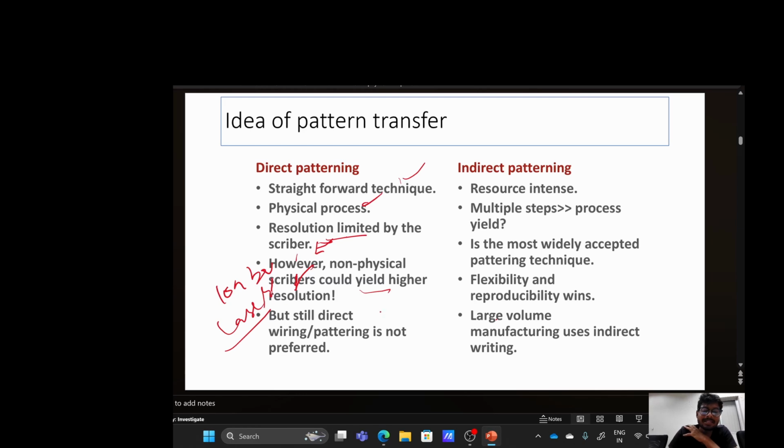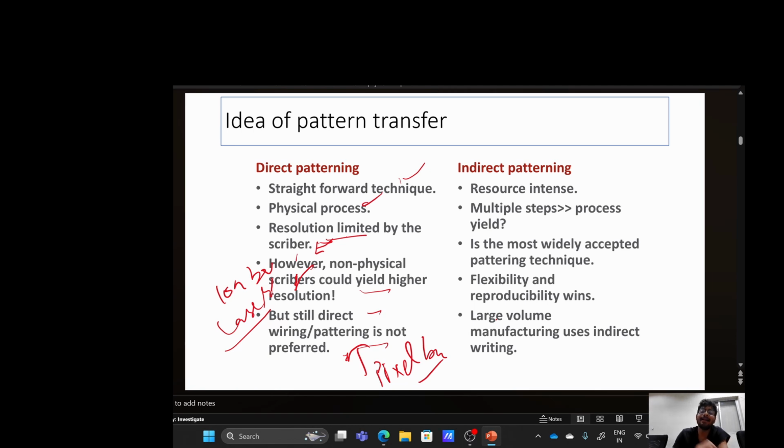But still direct writing patterning is not preferred, because it writes pixel by pixel. It can take days to write a single wafer. To make a single phone, it can take days. So the throughput is very low, and the cost of fabrication is very high in this case.